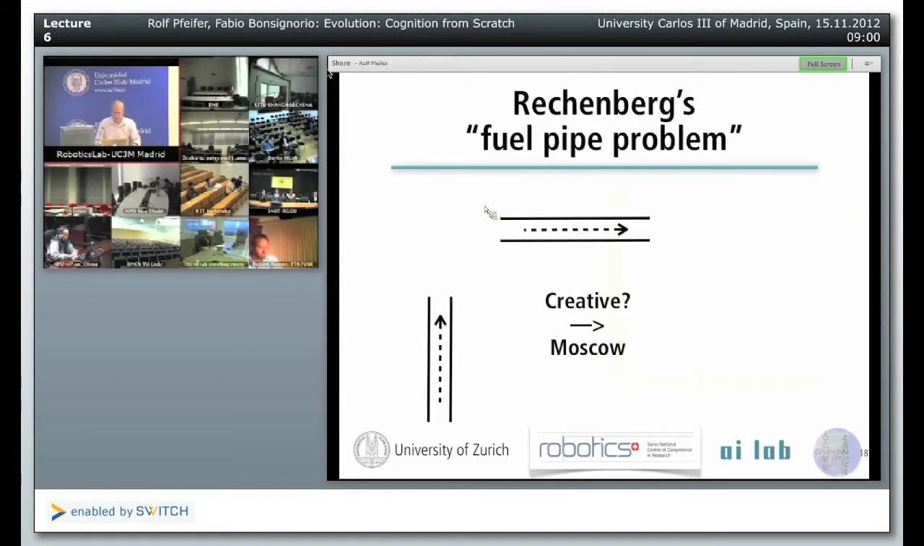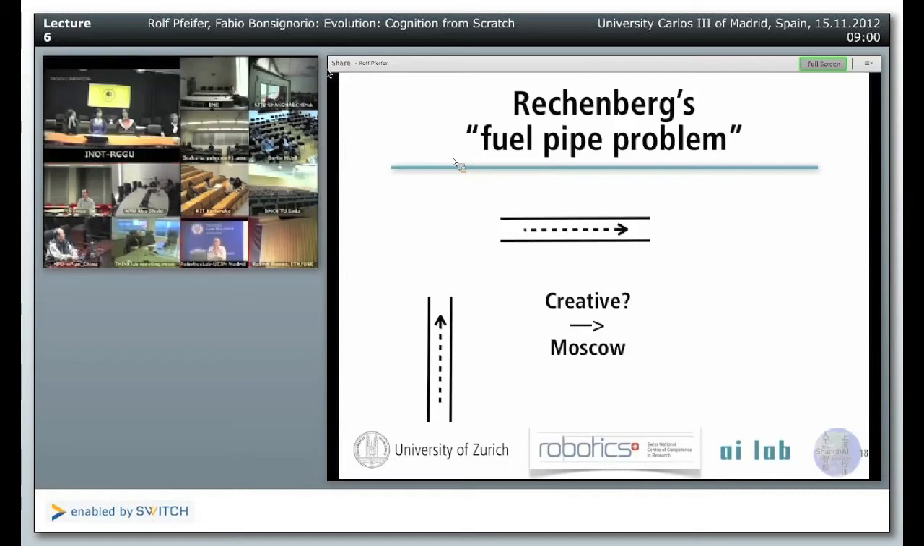Now, the question that comes up is, is this solution creative? Can computers or robots be creative? Maybe we can briefly switch to Moscow, if Moscow is connected, for a short statement about whether you think computers or robots can be creative. Okay. Do you hear me? Yes, we can hear you.